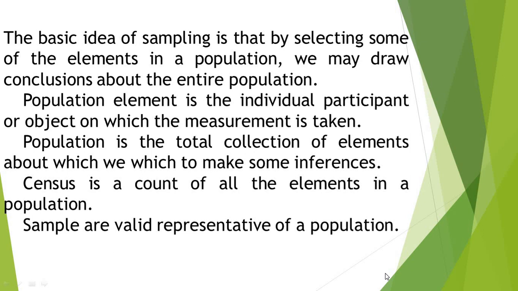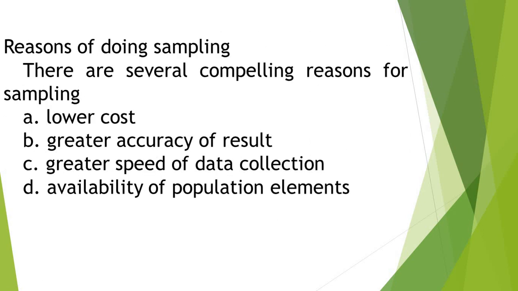Population element is the individual participant or object on which the measurement is taken, or where your sample will be taken. Population is the total collection of elements about which we wish to make some inferences. Census is a count of all the elements in a population. Samples are valid representatives of the population.